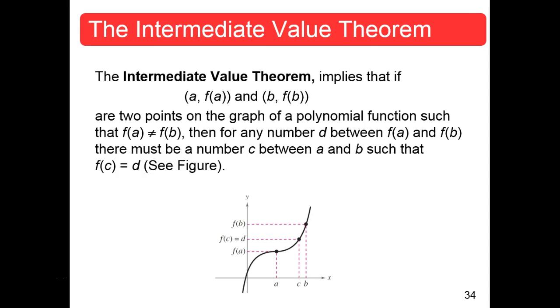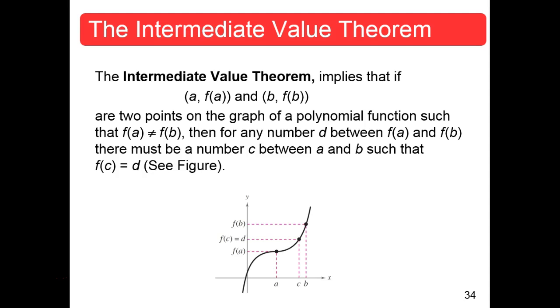The intermediate value theorem implies that if you have two points, x equals a, then of course the y would be f of a, right? And x equals b, the y would be f of b. So if you have two points, (a, f of a) and (b, f of b), on the graph of a polynomial function such that f of a, the y value here, is not the same as this y value there, they can't be the same. They've got to be different.